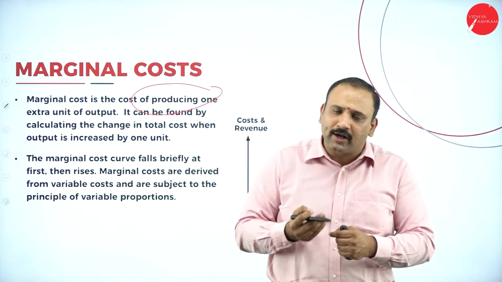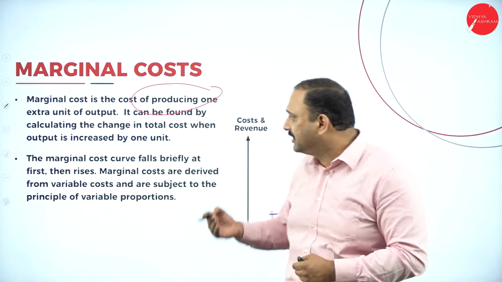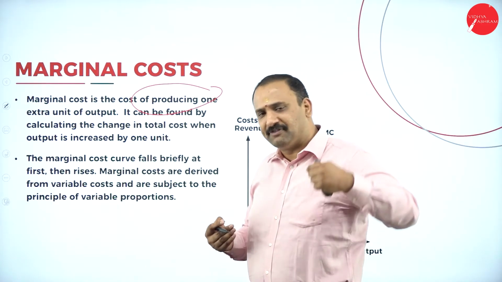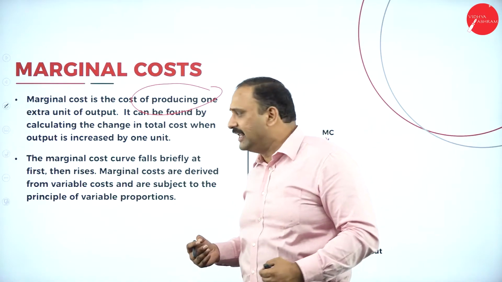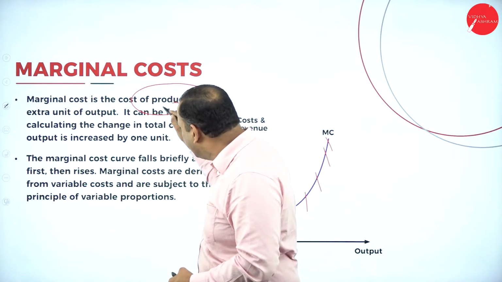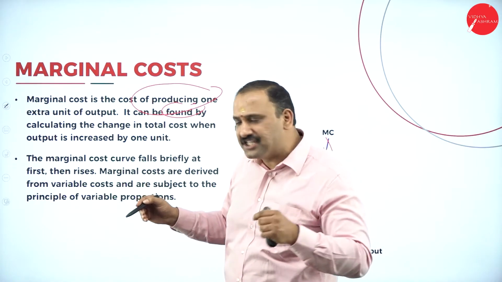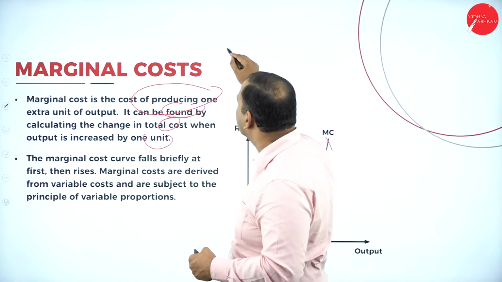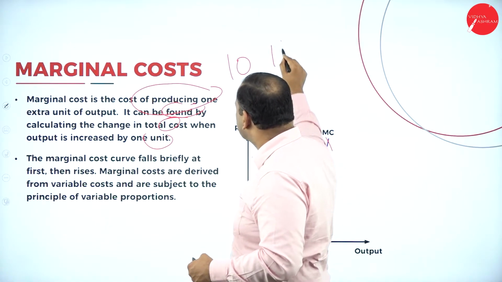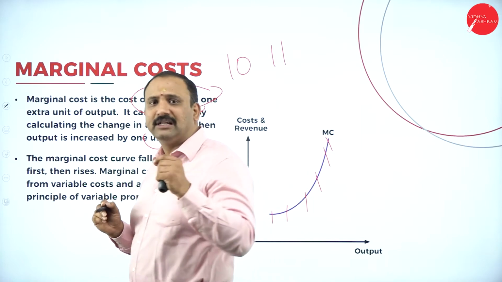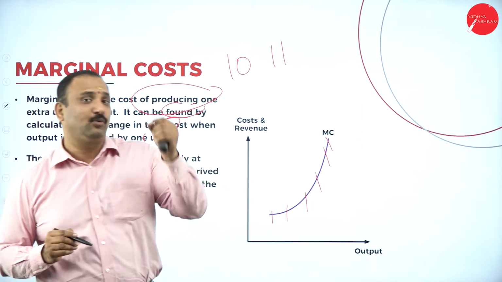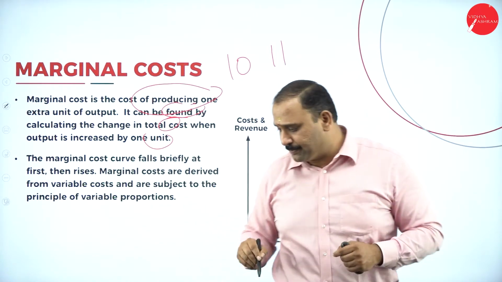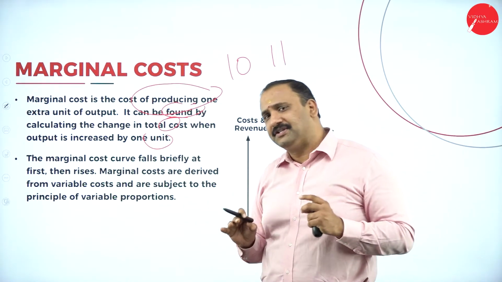I'm trying to go on a production spree by increasing output, because I believe that if I can produce one extra, one more, and keep on doing that, the total output will increase. So what happens is that it can be found by calculating the change in total cost when the output is increased by 1 unit. So instead of producing 10 units, if I have to produce 11 units, I need to find out the difference, as in how much that 1 unit will cost extra.